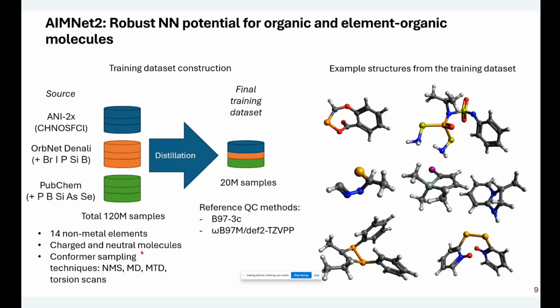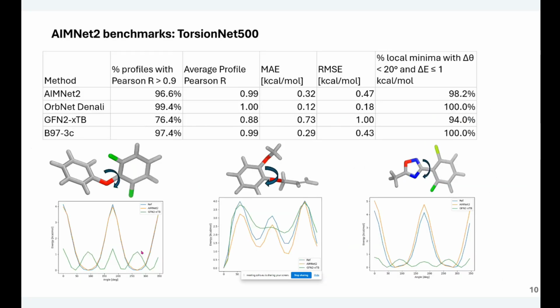These are non-equilibrium conformations, and we did not target just organics. A lot of structures were from PubChem, so there are a lot of element-organic molecules. Those weird things that you see in the slide, and AIMNet can work with those things. Of course, it can do normal organic molecules in different charge states, but with the same accuracy, it can handle non-standard bonding situations.